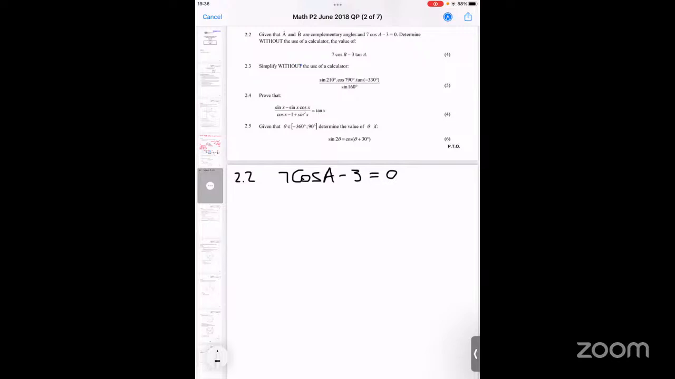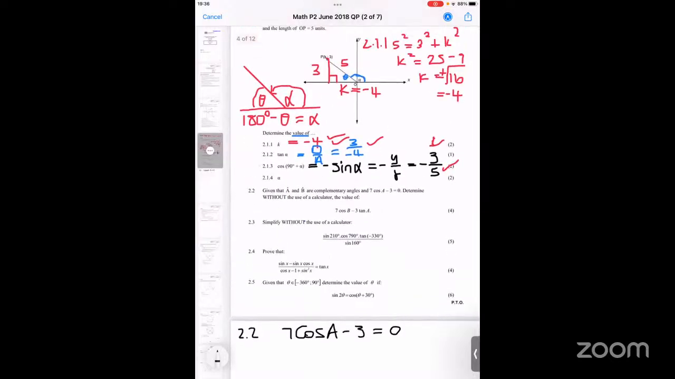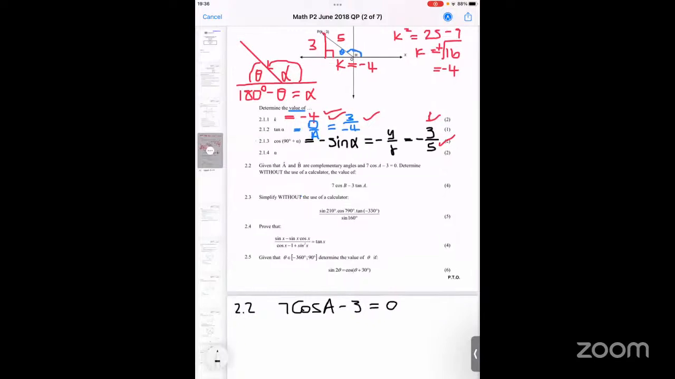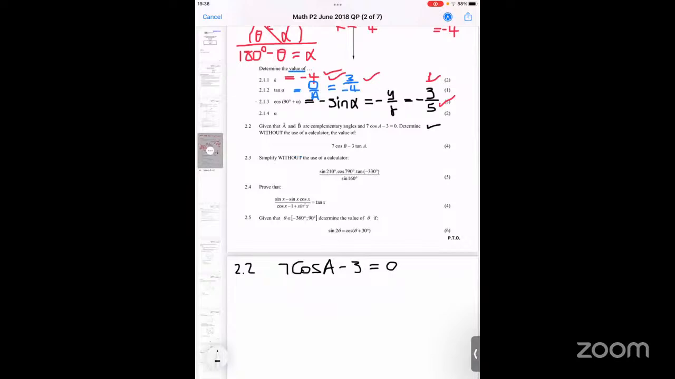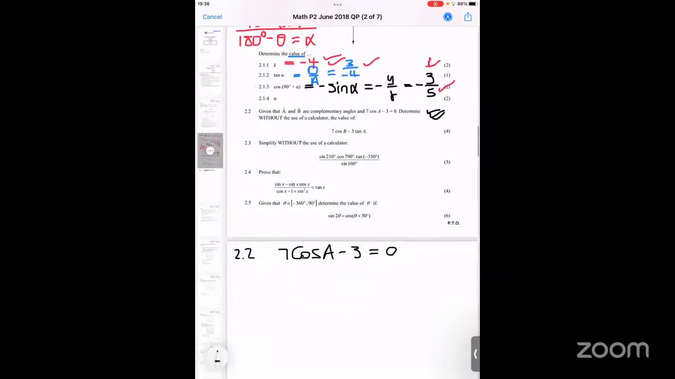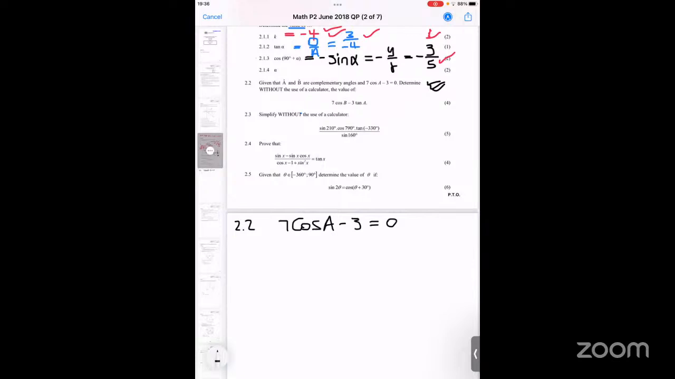What you should ask yourself is, what is meant by complementary angles? What are complementary angles? One thing for sure, if you do not know what a complementary angle is, then it means you are in trouble. But remember, guys, this question is a new independent question.